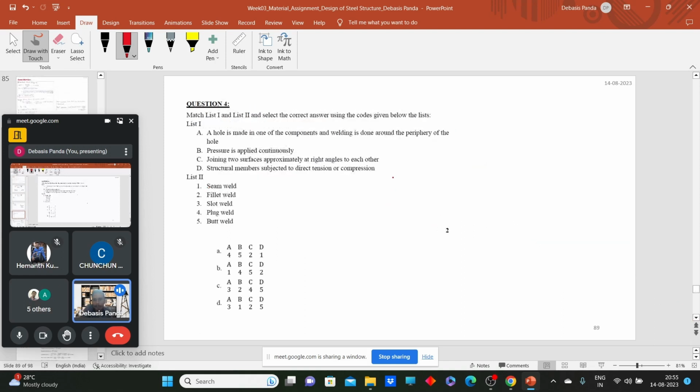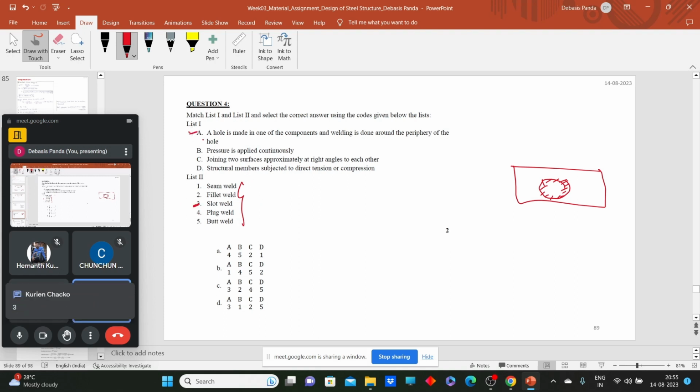Now read out this question. Match list 1 and list 2 and select the correct answer using the codes. First, look at this. A hole is made in one of the components and welding is done around the periphery of the hole. So the hole is made in one of the components and the welding is done on the periphery. Which option is suitable for it? The slot weld. So for A, we can match that 3 is the suitable answer.